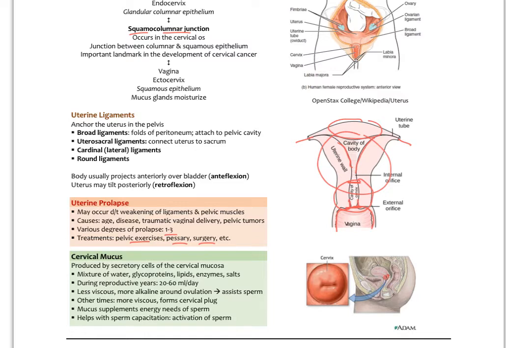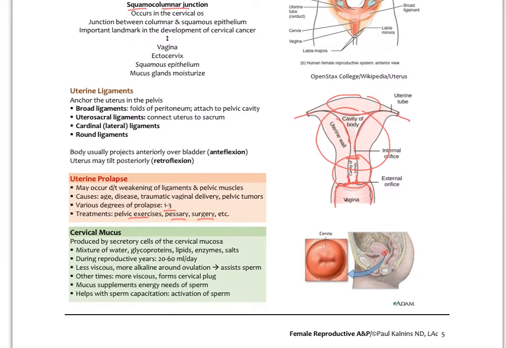The cervix secretes mucus, produced by secretory cells in the cervical mucosa, and it's a mixture of water and glycoproteins, lipids, enzymes, salts. During reproductive years, there can be as much as 20 up to 60 milliliters a day secreted of cervical mucus. It's less viscous and more alkaline around the time of ovulation, and that's going to help assist sperm in their ascent up the vaginal canal through the cervical os into the uterus. At other times it becomes more viscous and actually forms a plug in the cervix to prevent the passage of sperm or bacteria up into the uterus.